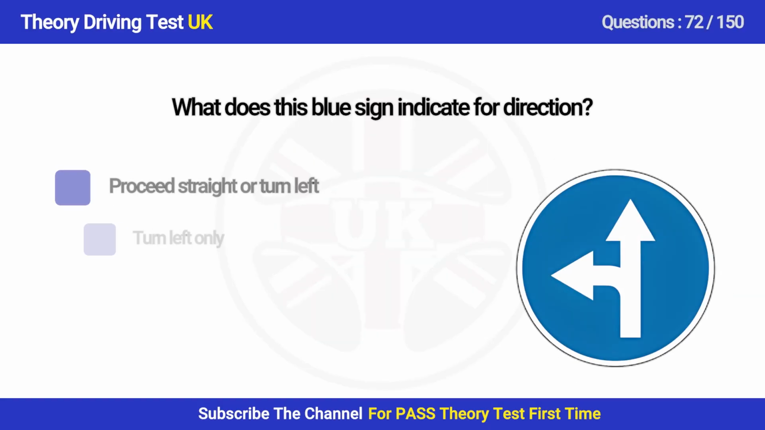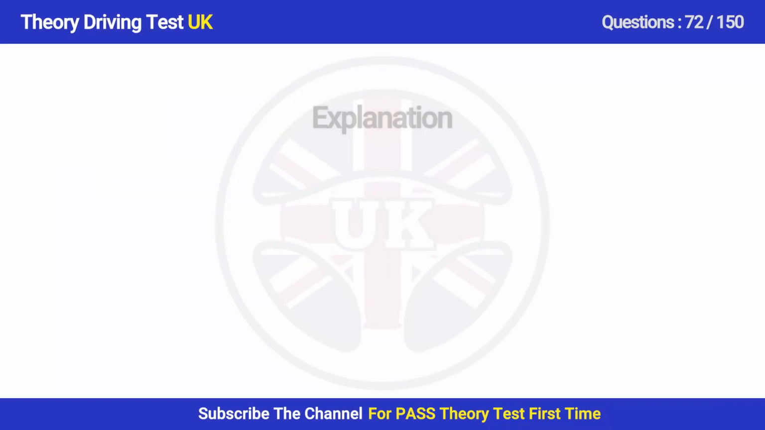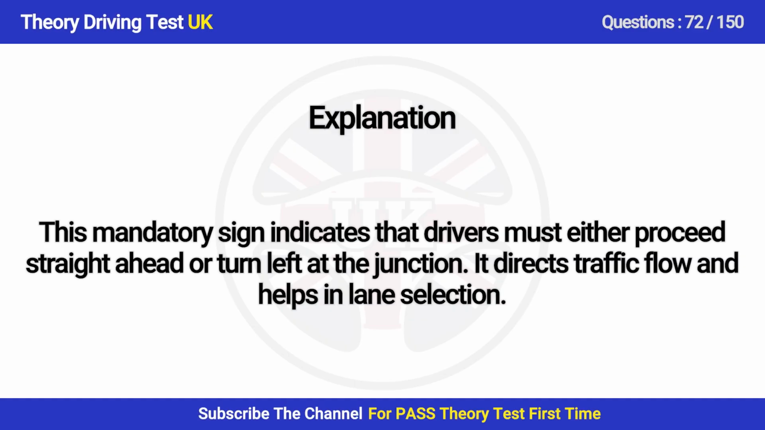Question 72. What does this blue sign indicate for direction? A. Proceed straight or turn left. B. Turn left only. C. No left turn allowed. D. One-way street to the left. Answers is A. Proceed straight or turn left. This mandatory sign indicates that drivers must either proceed straight ahead or turn left at the junction. It directs traffic flow and helps in lane selection.